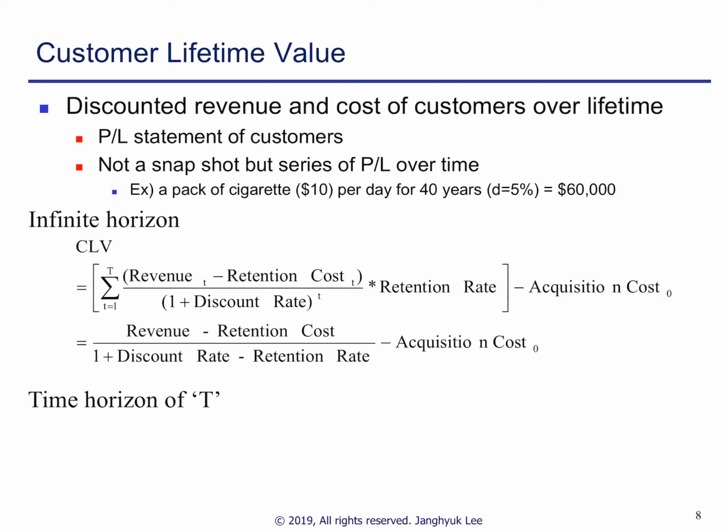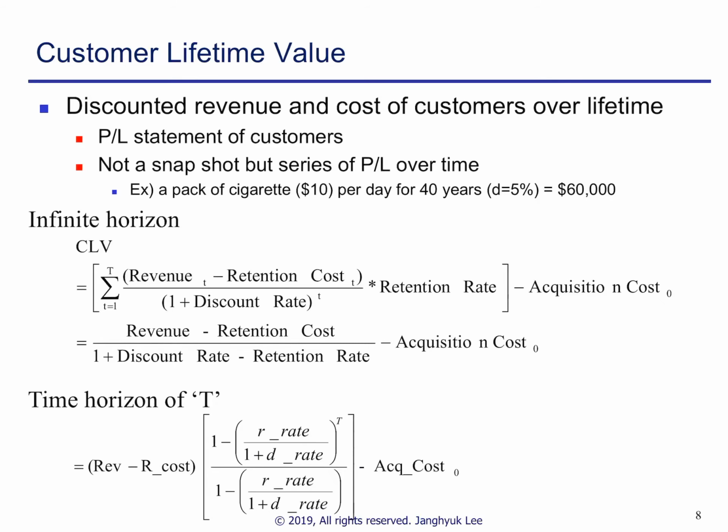In that case, the company can fix the time horizon over T. It could be 5 years, 10 years, or 3 or 2 years, depending on the average retention rate of the industry. And then based on that time period T, the equation is a little bit complicated because there's a factor of retention rate and discount rate.